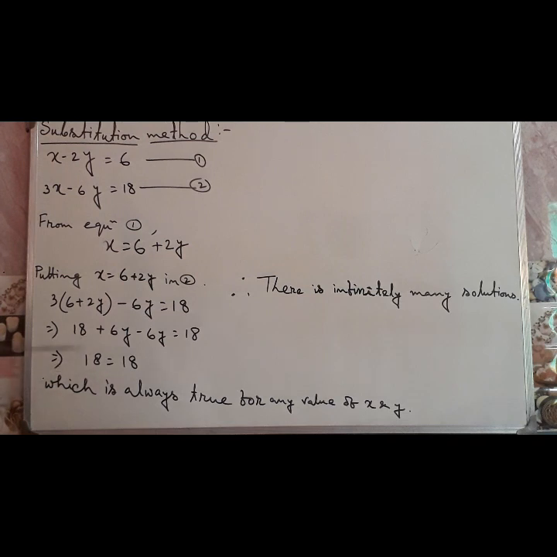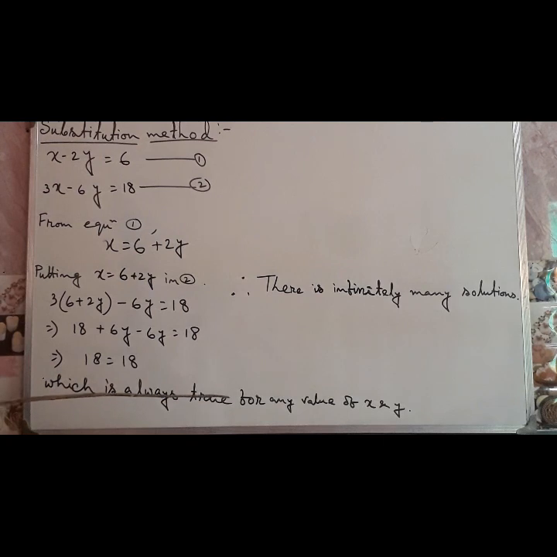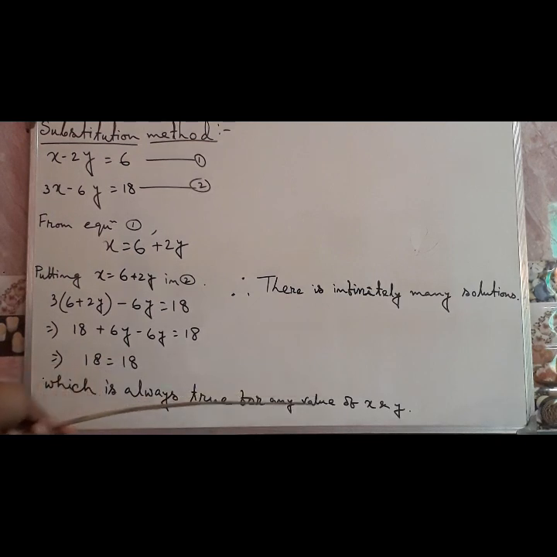That means it is always true for any value of x and y. That means all the real values of x and y are the solution for this system. So there are infinitely many solutions. Again I am telling, as 18 equal to 18 is true for all real values of x and y, this system has infinitely many solutions.